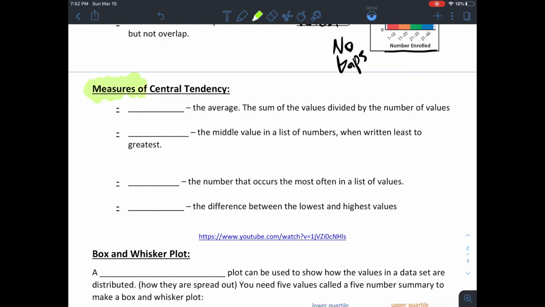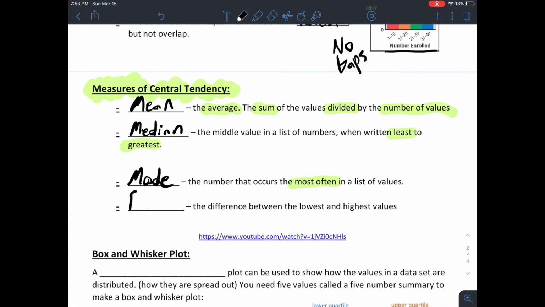Next, we move on to what may be the most familiar of them all, the measures of central tendency. That's right, I'm talking about the mean, the median, and the mode of the data. Of course, the mean is the average, or the sum of all the values divided by the number of values. The median, of course, is the middle value in a list of numbers when written from least to greatest. That's an important piece. We can't forget to put the data in order from least to greatest before finding the median. And last, we have the mode, which is the number that occurs most often in a list of values.